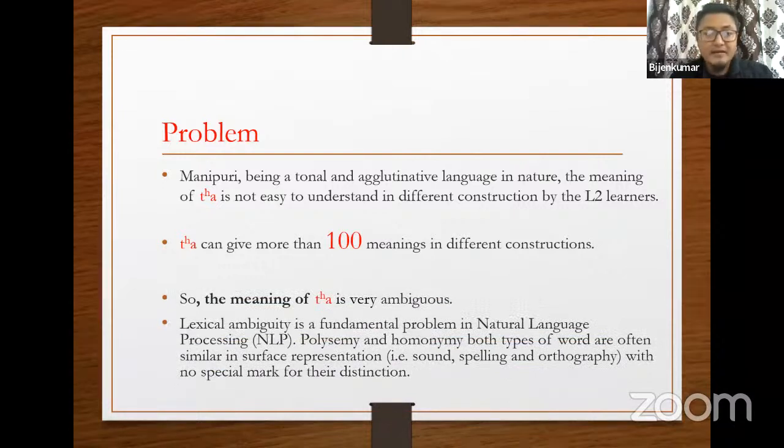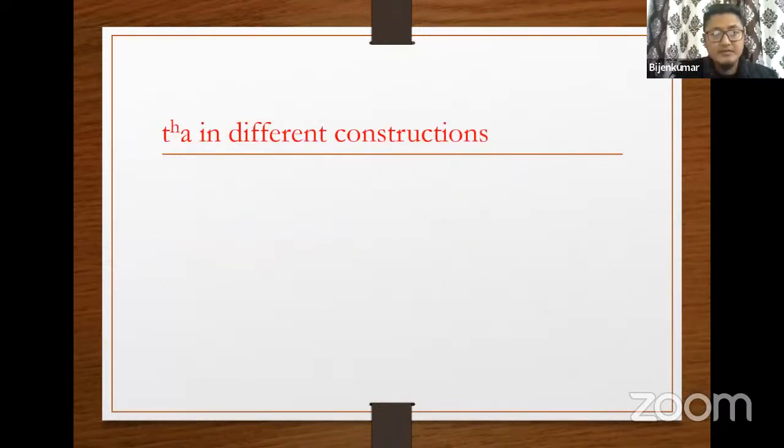So the meaning of tha is very ambiguous. Then the lexical ambiguity, which is a fundamental problem in NLP, we all know that. So let me skip the last sentence. Now coming to the core part of our presentation, the tha that we are going to see and analyze, its different meanings in different constructions.